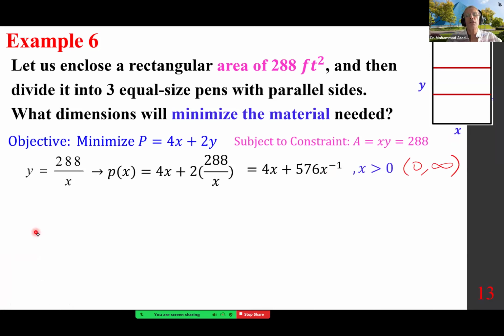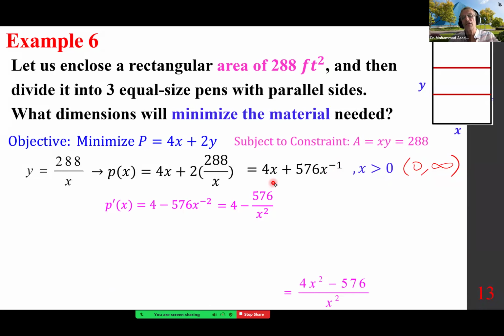We are going to differentiate in order to get to critical points. 4x gives us 4. The second piece gives us the product of these two numbers, minus 576, x to the power of negative 2. And we are going to take this down, make it minus 576 over x squared. We're going to take a common denominator, which is x squared. So this becomes 4x squared minus 576 over x squared.